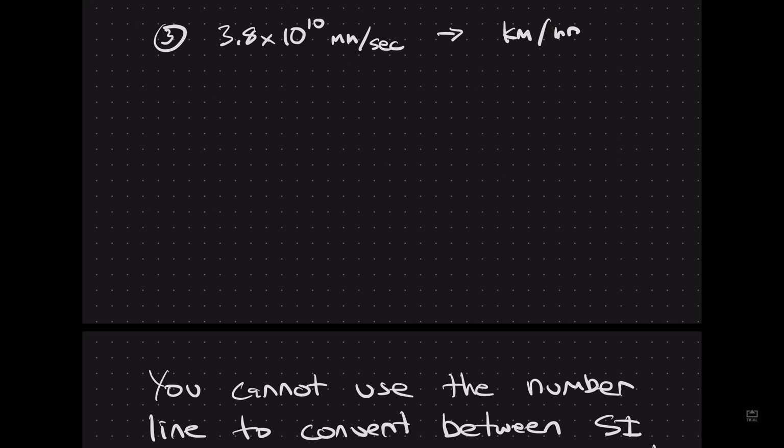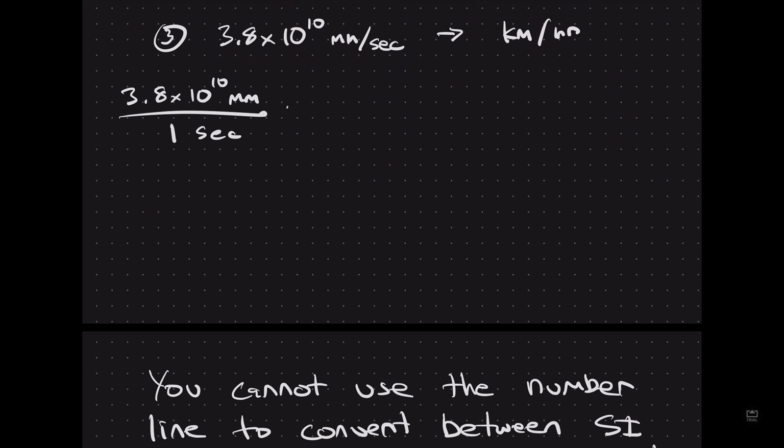And now it's the same thing. We're just trying to go from millimeters per second to kilometers per hour, except that we're starting off with scientific notation, but not a big deal at all. So let's lay this out. So 3.8 times 10 to the 10, and what is it? Millimeters per, and below I'm going to have per second, which is per 1 second. What am I trying to get to? Kilometers per hour. So let's deal with the distance first.